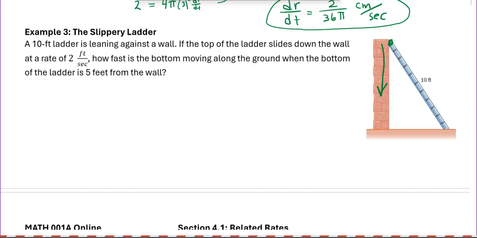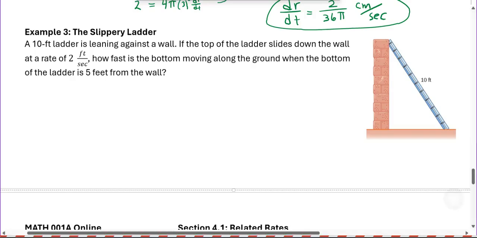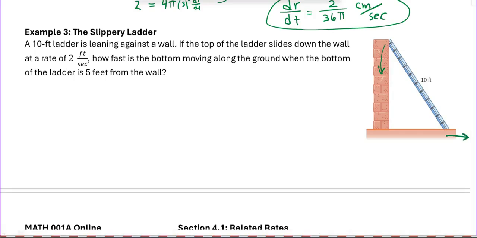It says the top of the ladder slides down the wall at a rate of 2 feet per second. How fast is the bottom moving along the ground? In other words, when this top comes downwards like that, then the bottom of the ladder is going to slide outwards. All right. So the question is, how fast is the bottom moving along the ground when the bottom of the ladder is 5 feet from the wall? So we're told that at this one point in time, we know that this distance right here is 5.